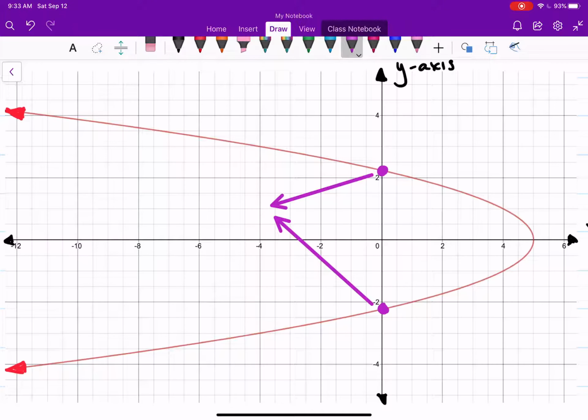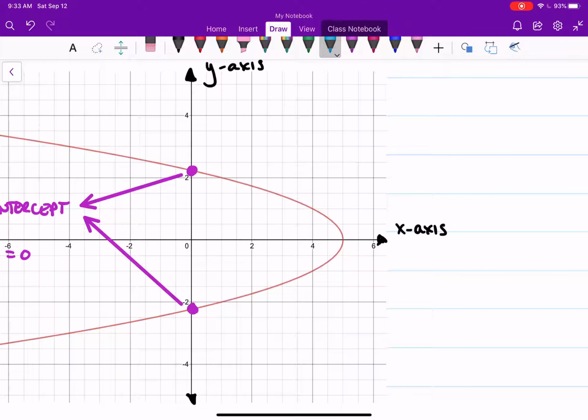Both of these points are called the y-intercept because it crosses the y-axis, right? All right, so what do I know about those 2 points? What I know about those 2 points is that the x is always equal to 0. So no matter where I plot a y-intercept, the x value is always equal to 0.